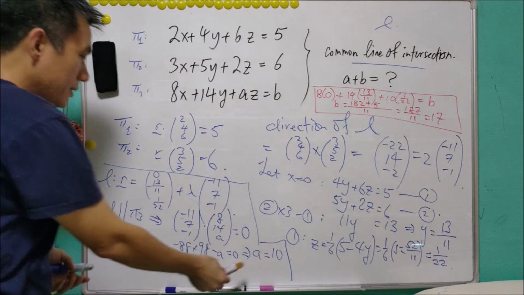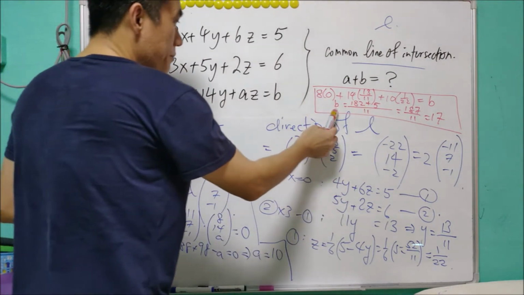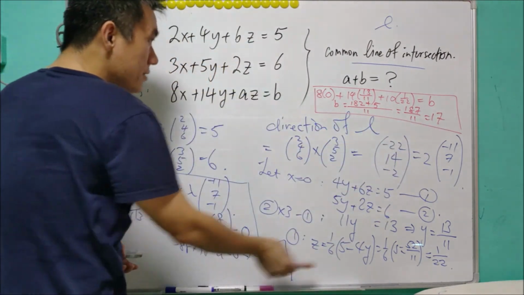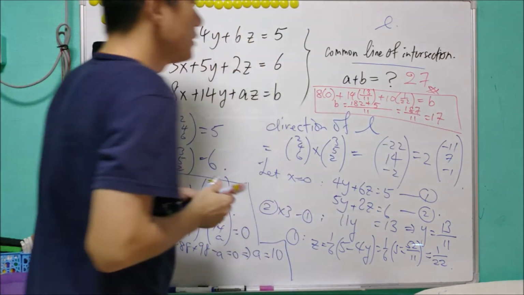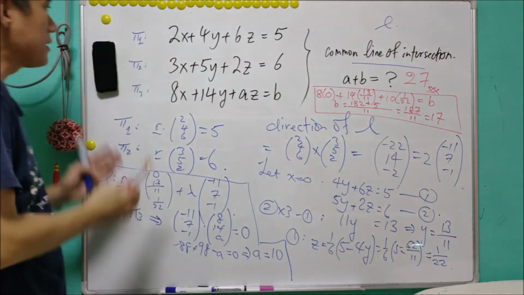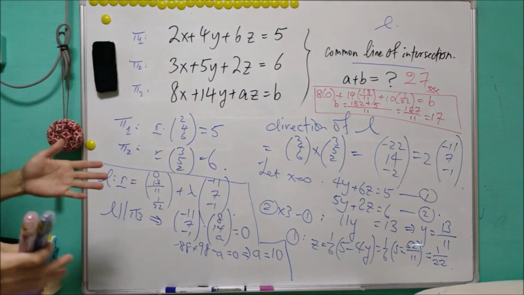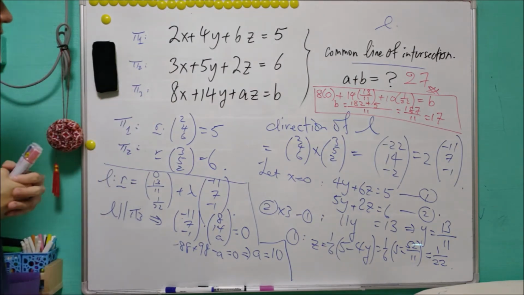So now we know that A equals 10 and B equals 17, and the sum will equal 27. So 27 is the answer for this question. This is the end of method 1.